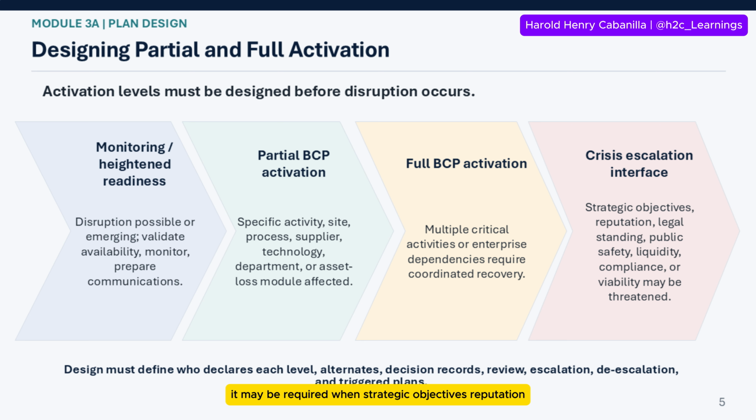It may be required when strategic objectives, reputation, legal standing, public safety, liquidity, compliance, or organizational viability may be threatened. The BCP should define who can declare each activation level, who can act as alternate authority, what decisions must be recorded, what escalation and de-escalation criteria apply, and which specialist plans are triggered. This remains Module 3A design. It is not live command. The value of activation design is that the organization makes authority and trigger decisions before disruption creates confusion.